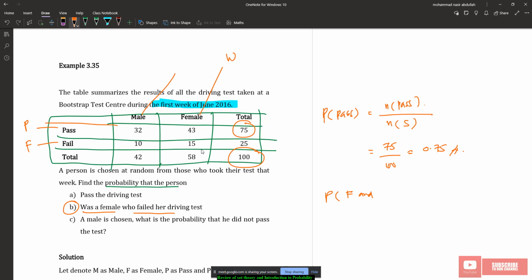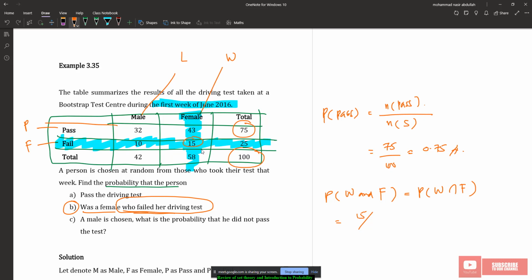This is wanita, W. Okay, good. Male is lelaki. So female, W, right? And fail their driving test. Fail means F. So that is the probability of W intersect F. So this one should be the females who failed. So it should be 15, right? So 15 divided by the number of people who took the driving test, equal to 100, is 0.15.